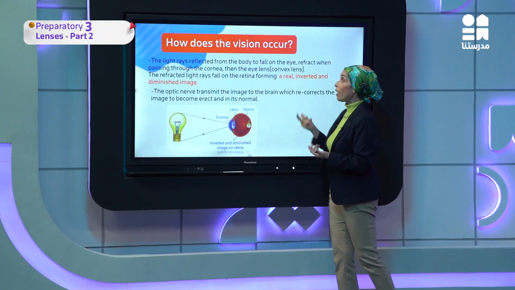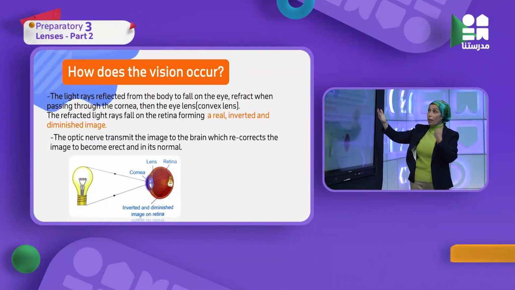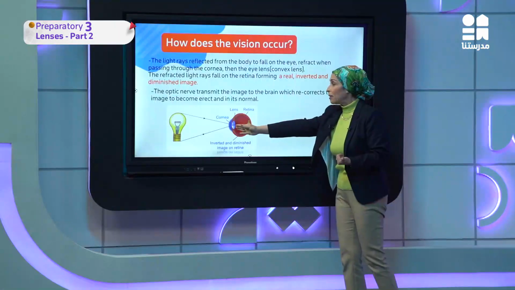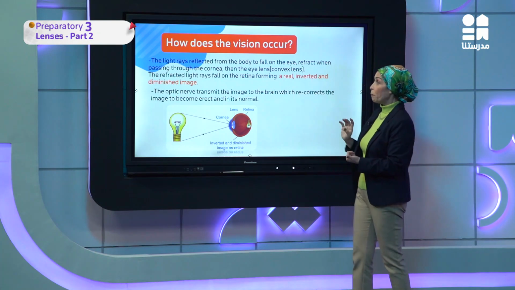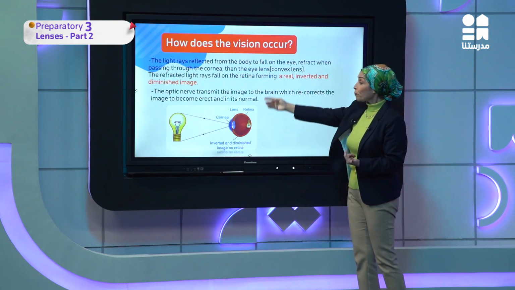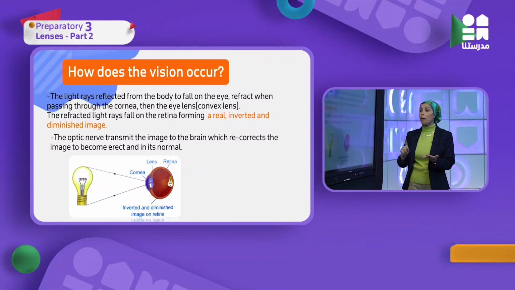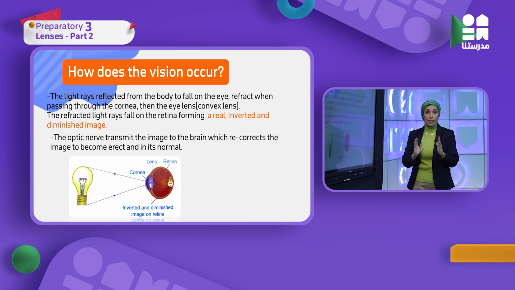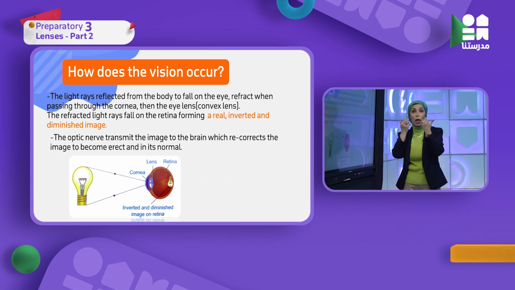So the light ray is reflected from the body to fall in the eye, then it refracts after passing through the cornea and then the lens. Then what happens? An image will form. What is the image like? It is real, inverted, and minimized or diminished. Then what happens? The optic nerve will transmit a message to the brain, so the brain will recorrect this image to become erect or upright, and in real size. And this is what happens inside your eyes.